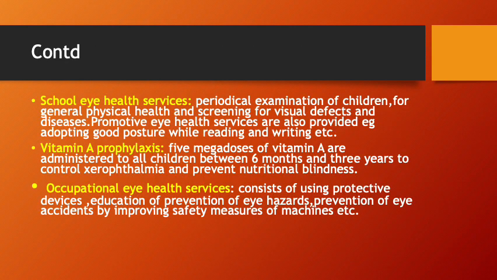Then we have the school eye health services, in which periodical examination of the children for general physical health and screening for visual defects is done. Promotive eye health services are also provided, like adopting good posture while reading and writing. Then we have the vitamin A prophylaxis program, in which 5 megadoses of vitamin A are administered to all children between 6 months and 3 years of age to control xerophthalmia and prevent nutritional blindness.